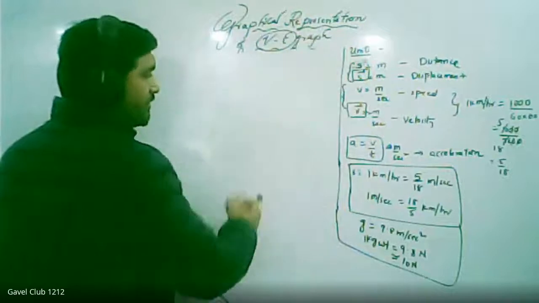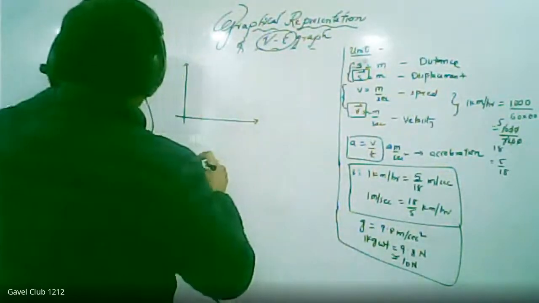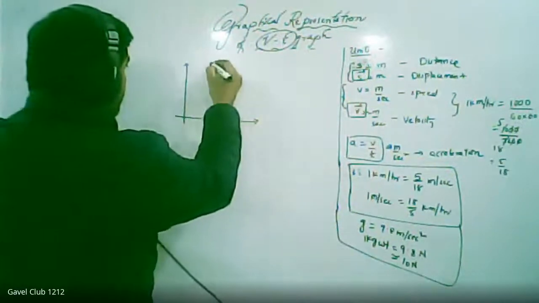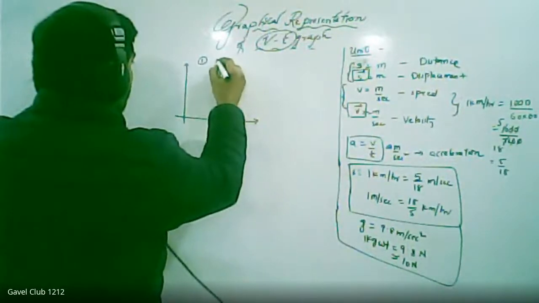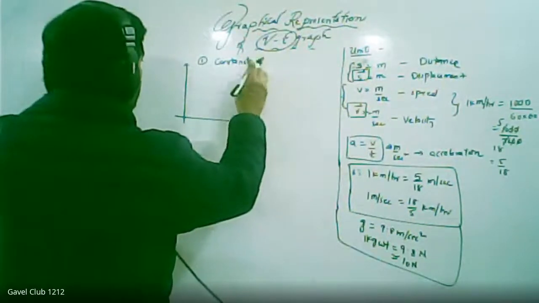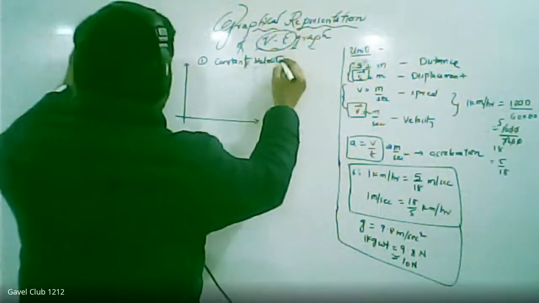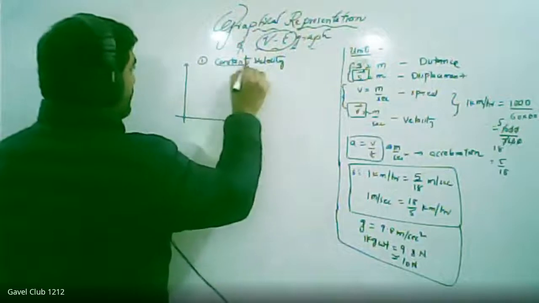What is VT? Velocity time graph. So we're going to check what is there on the x-axis and what is there on the y-axis. Here, the first case is if the object is moving with constant velocity. If the object is moving with constant velocity, what happens?